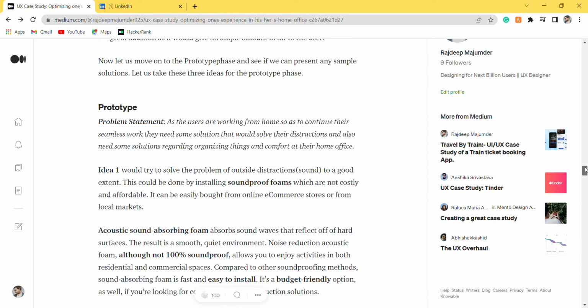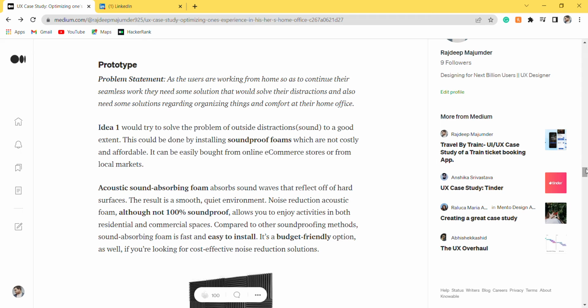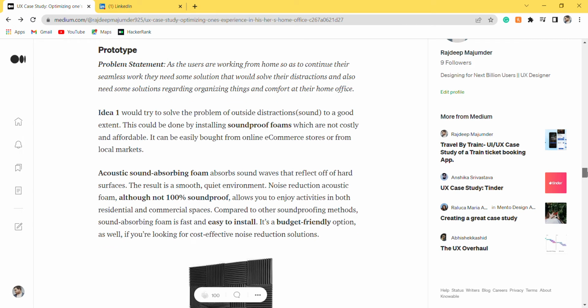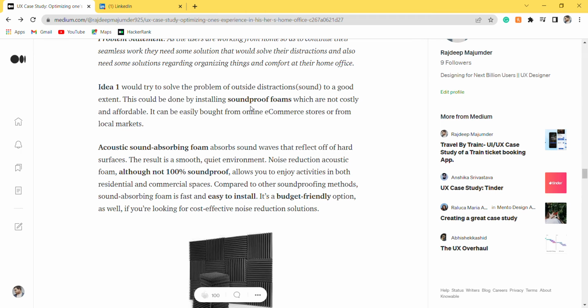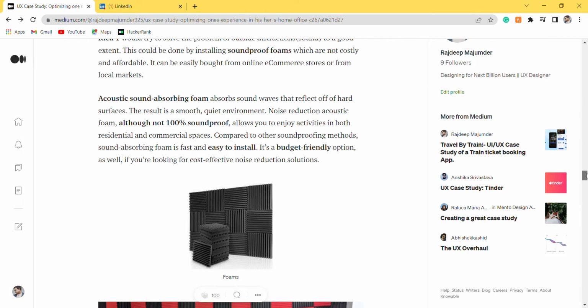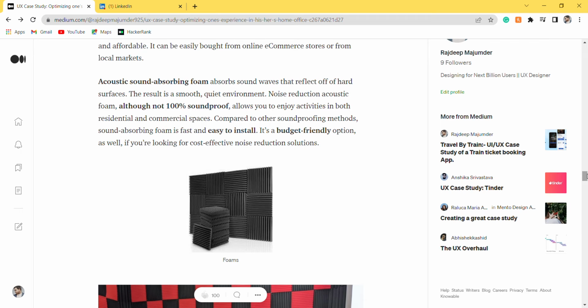Okay, now let us move to the prototype phase. Now I have a good understanding of the problem statement: as the users are working from home, to continue their seamless work they need solutions that would solve their distractions from outside noises, and also solutions regarding organization and comfort at home. Okay, so idea 1 is installing the soundproof foams, as you can see in the picture down below. These are known as acoustic soundproof foams which tend to solve the maximum issue that my users were facing due to outside distractions.